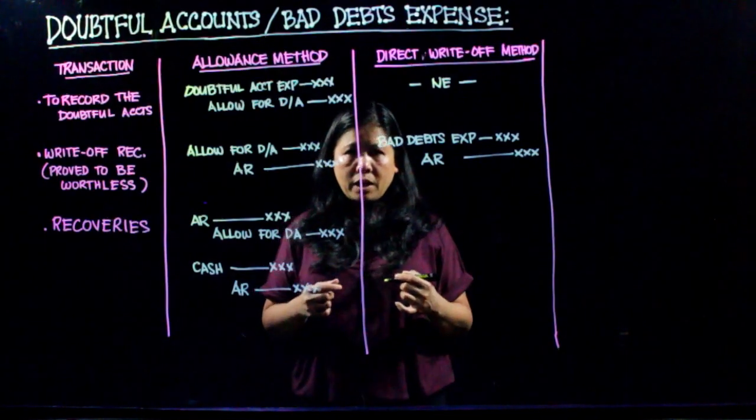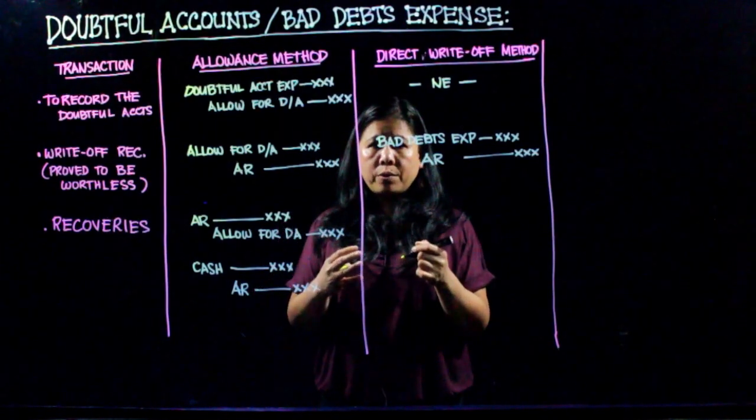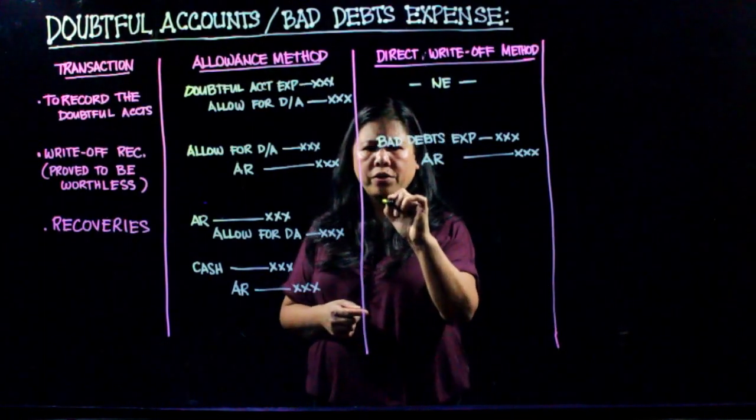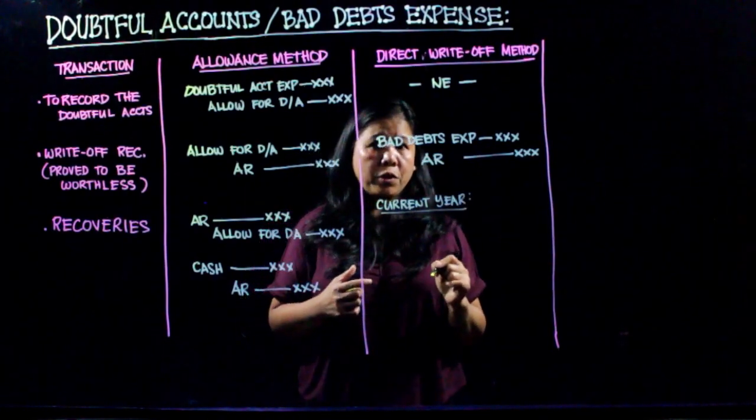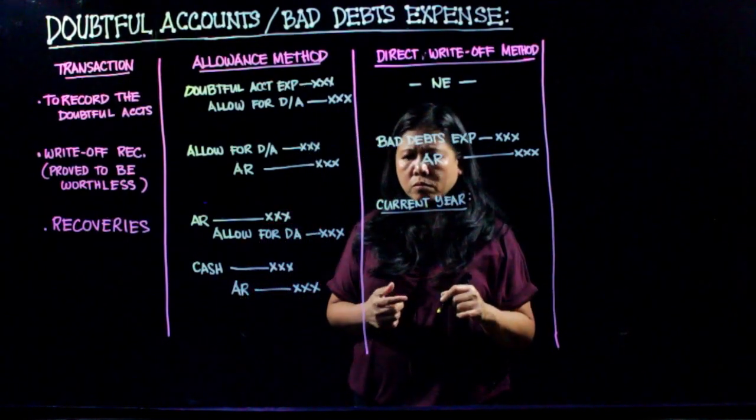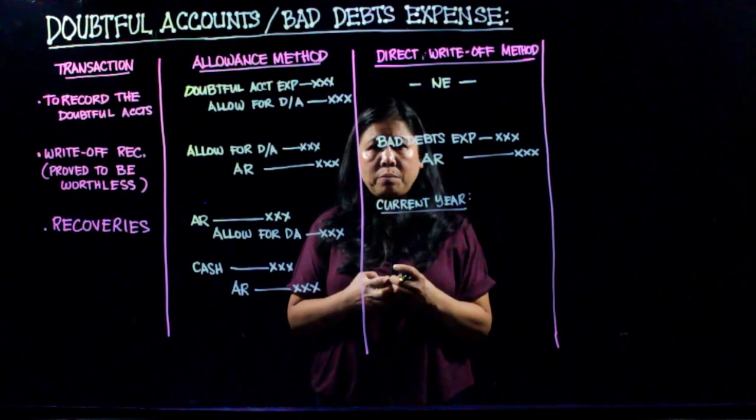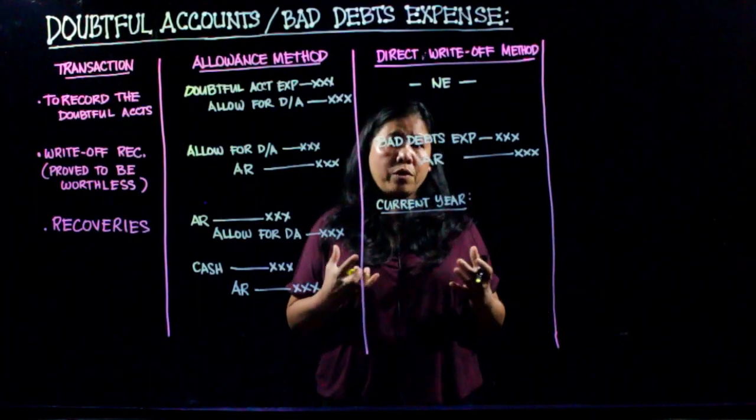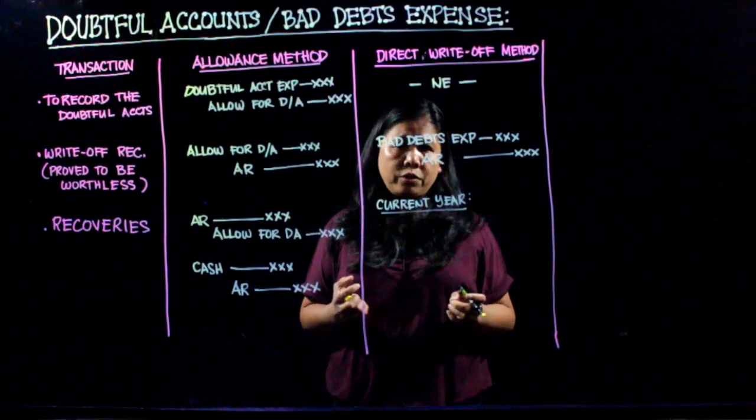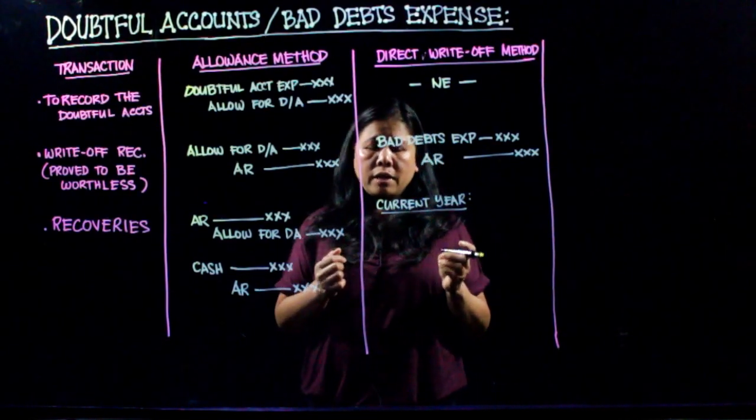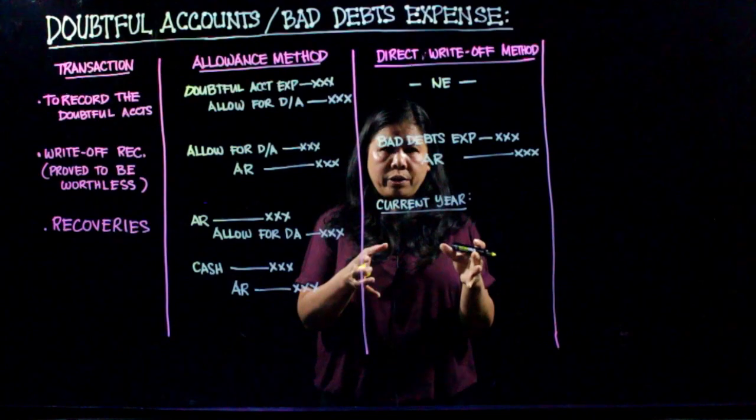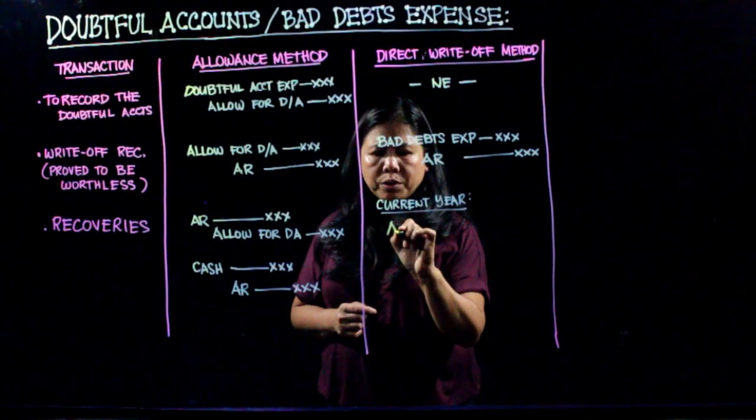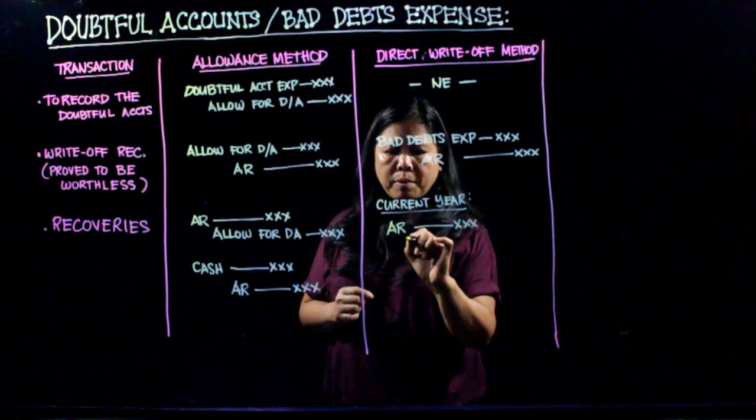If the recovery is in the current year or the recovery is in the subsequent year. What do I mean? If it's in the current year, let's say for example, we write off an accounts receivable in July or August. Then we subsequently recover that accounts receivable in November. Then the collection or the recovery is in the current year. So our entry, if it's in the current year, we debit accounts receivable and we credit the bad debts expense.